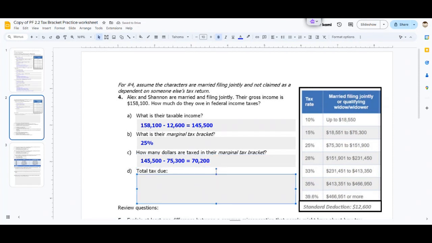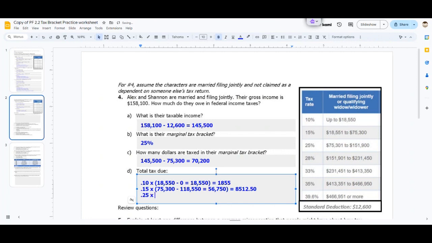All right, now calculating their total tax due, 10% of the first range, 18,550 minus 0 because it's the first bracket. It's still 18,550. 10% of that would be 1,855. 15% then of the second bracket, they fill that up. So we're going with the upper limit, 75,300 minus the dollars that were in the first bracket, 18,550. And that is 56,750 in the second bracket. So 15% of that dollar amount is 8,512.50.